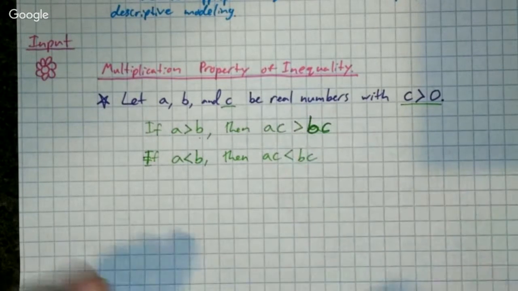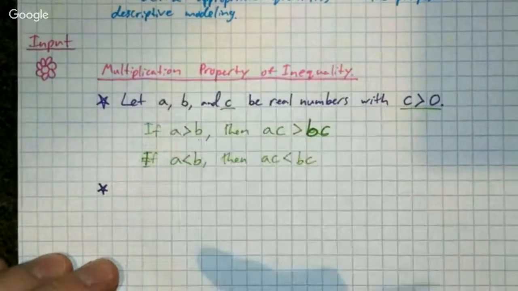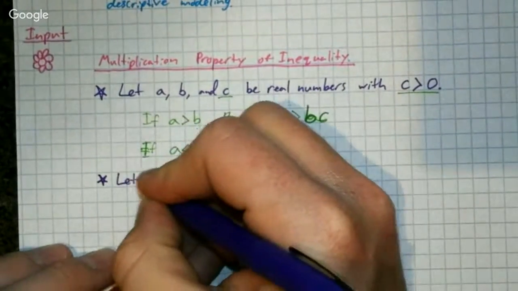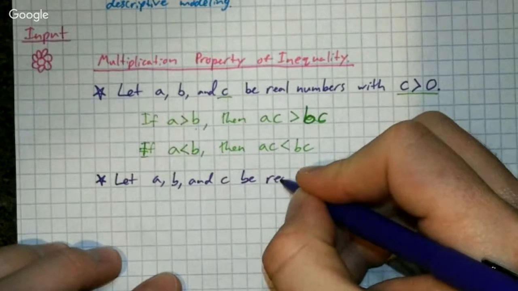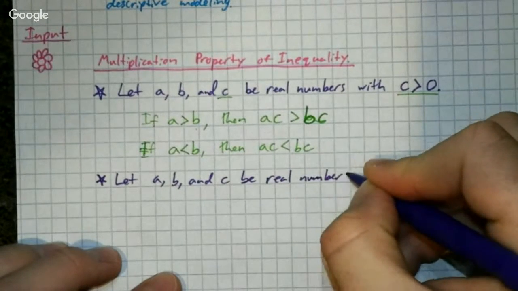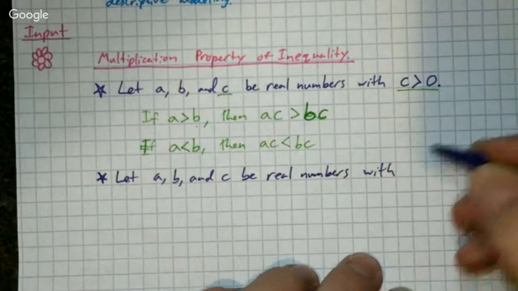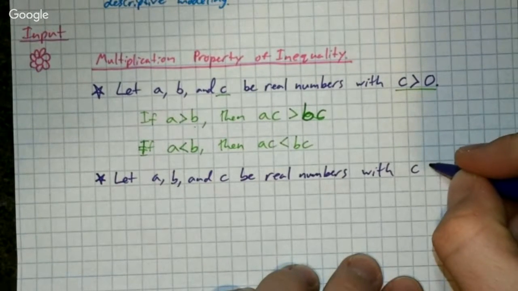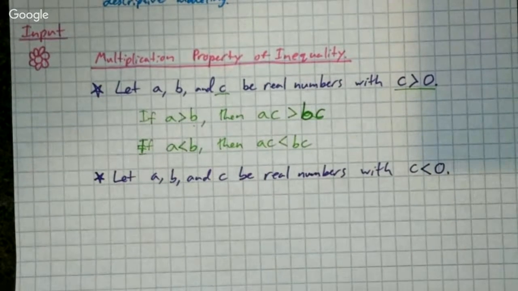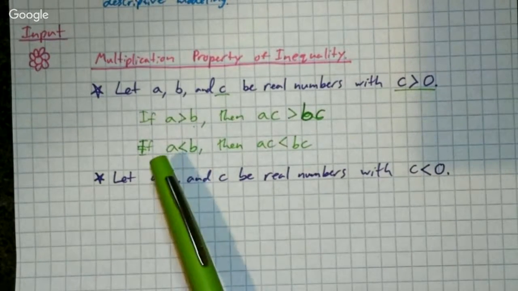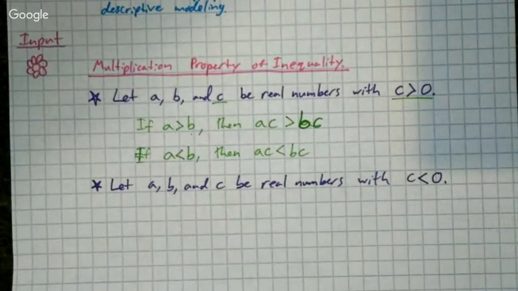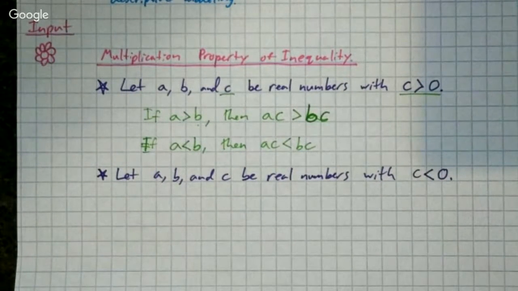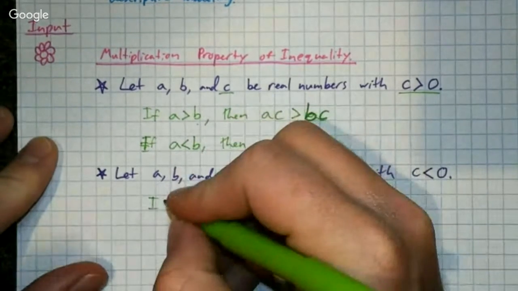So I'm going to go back to my purple now because I'm going to my next bit of notes I want to write down. It's going to be: let A, B, and C be real numbers with, and now look at what we're going to be changing here, C less than 0. Okay, so when we're multiplying, if they're all real numbers and C is greater than 0, these two things will happen. If they're all real numbers and C is less than 0, meaning negative, then we have two things again.